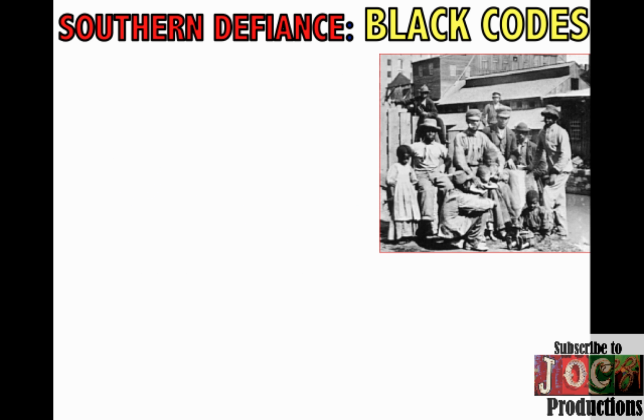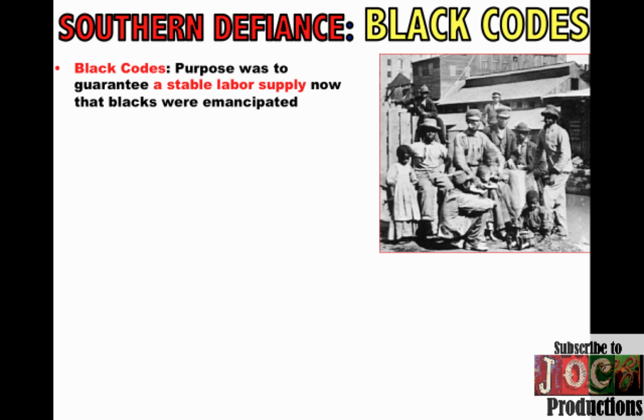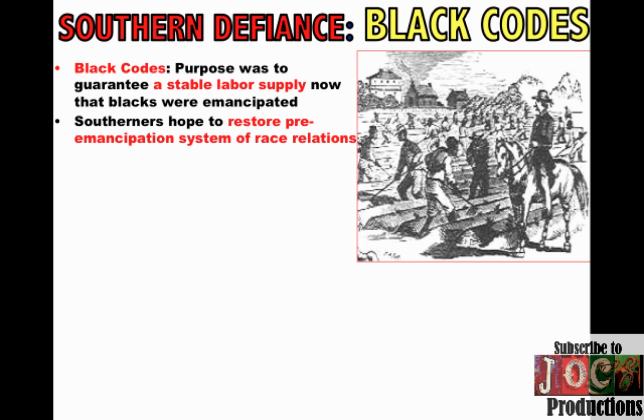And what do I mean by that? Southern defiance. Johnson welcomes back the Southerners relatively easily, and Southerners begin their resistance to Reconstruction with something called the Black Codes. And the Black Codes, the purpose of them was to guarantee a stable labor supply now that blacks are emancipated. What are they going to do now that they don't have their slaves? And Southerners really are hoping with these Black Codes to restore pre-emancipation system of race relations.